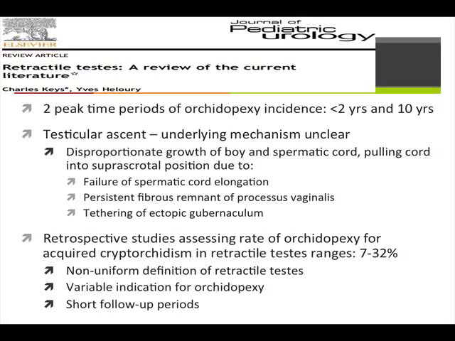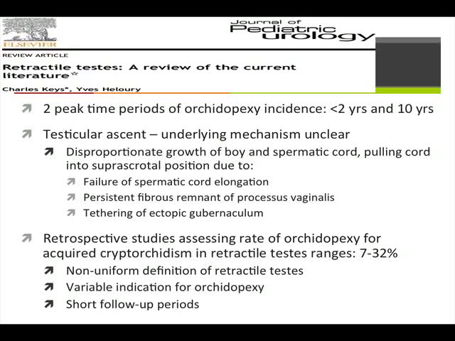In terms of testicular ascent, the testicle coming up, the mechanism is not really clear, but they hypothesize that there's probably a disproportionate growth between the boy and the spermatic cord. The cord pulls the testicle into a suprascrotal position. It doesn't elongate properly, a fibrous remnant of the processus vaginalis tugs on it, and then maybe you have some tethering of an ectopic gubernaculum.